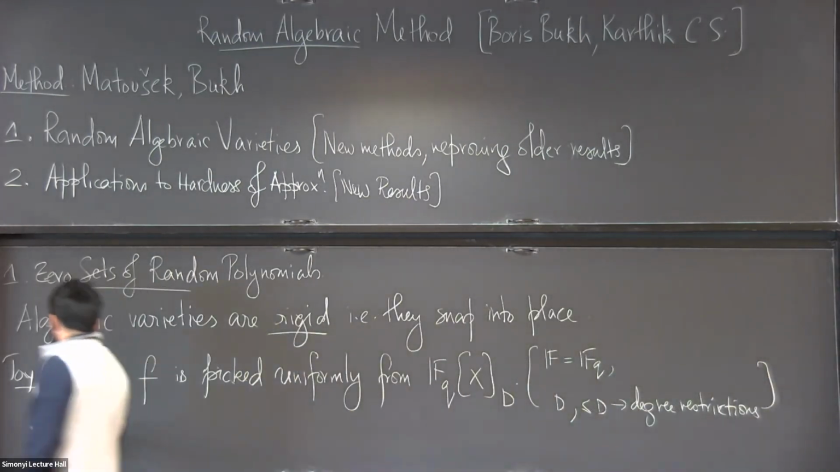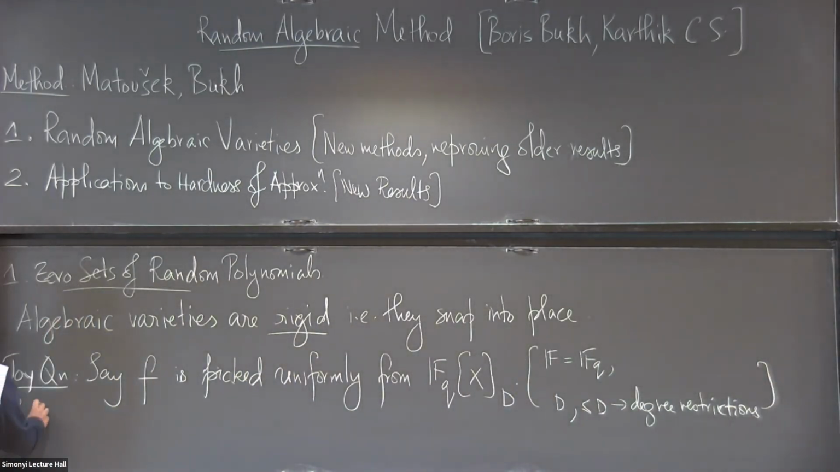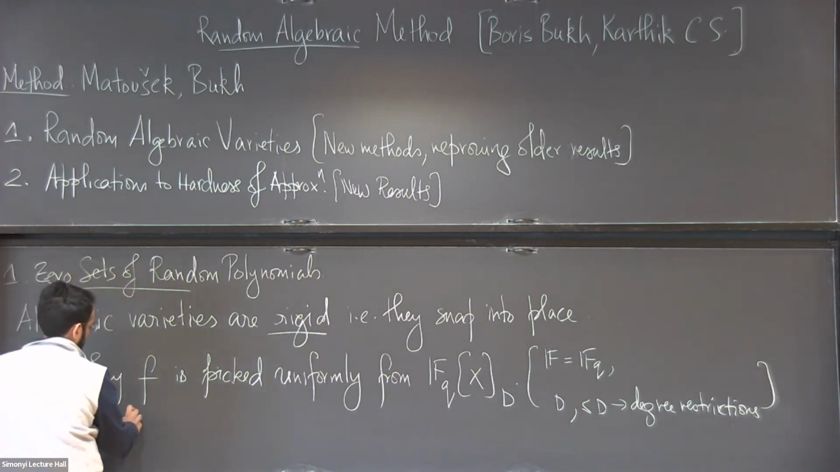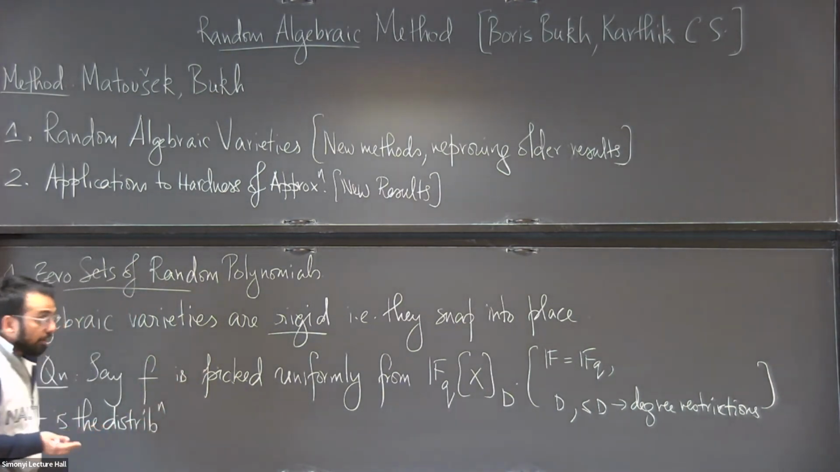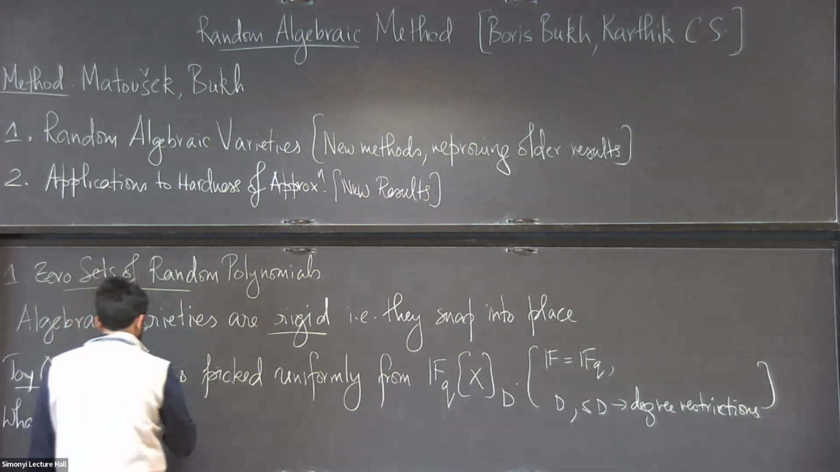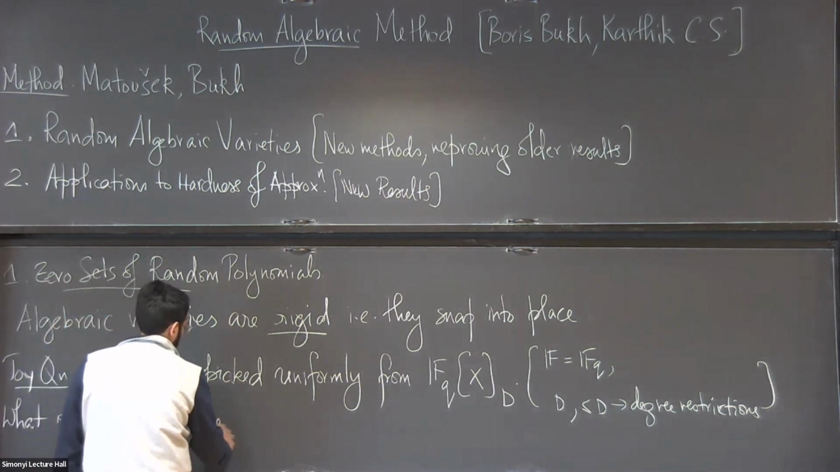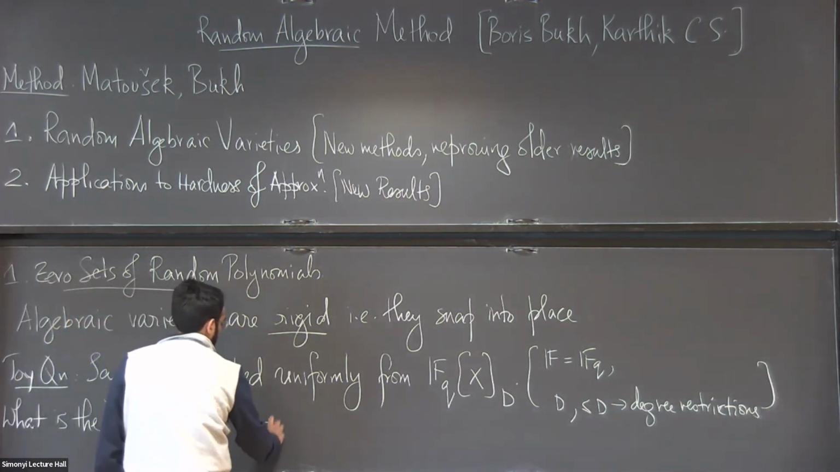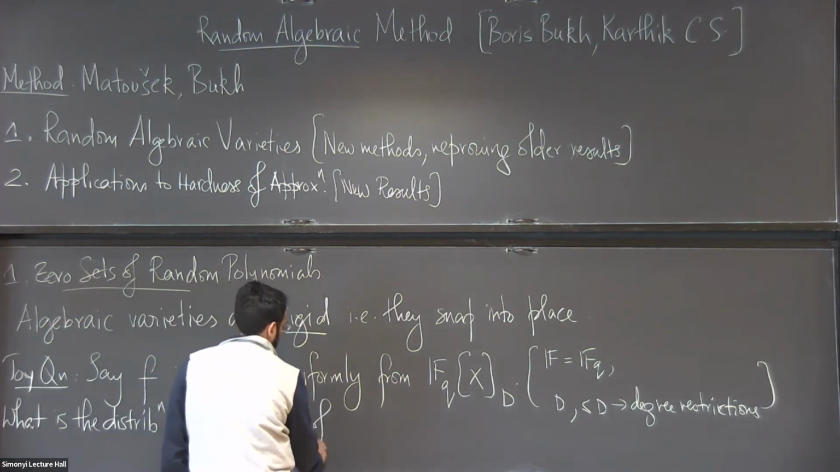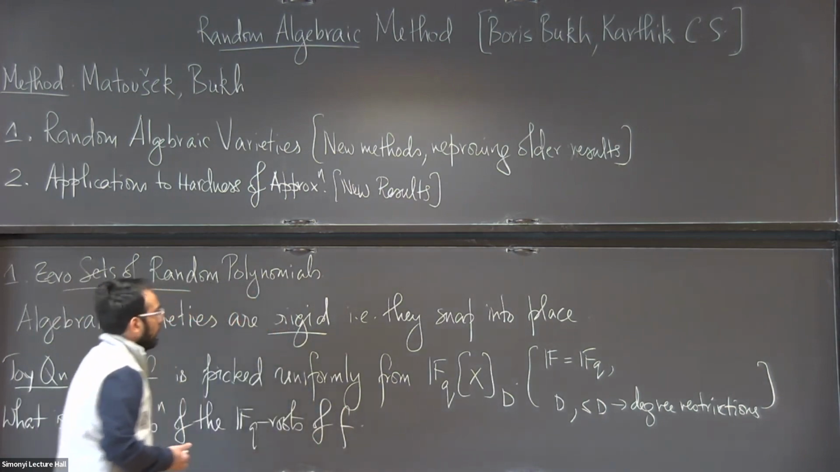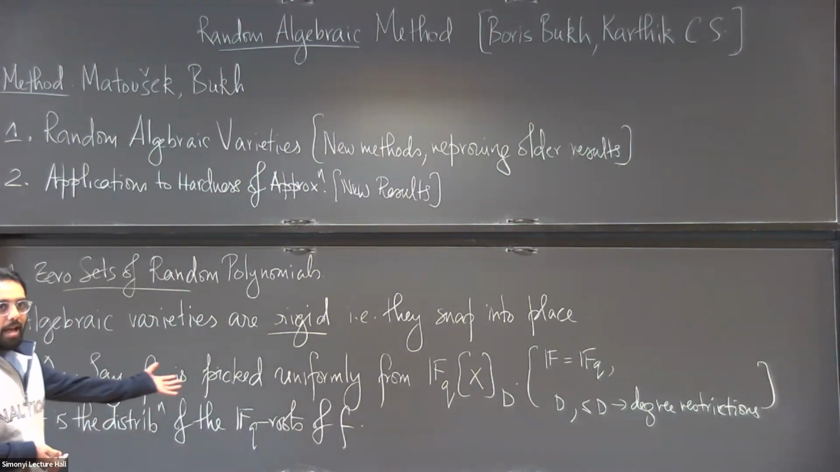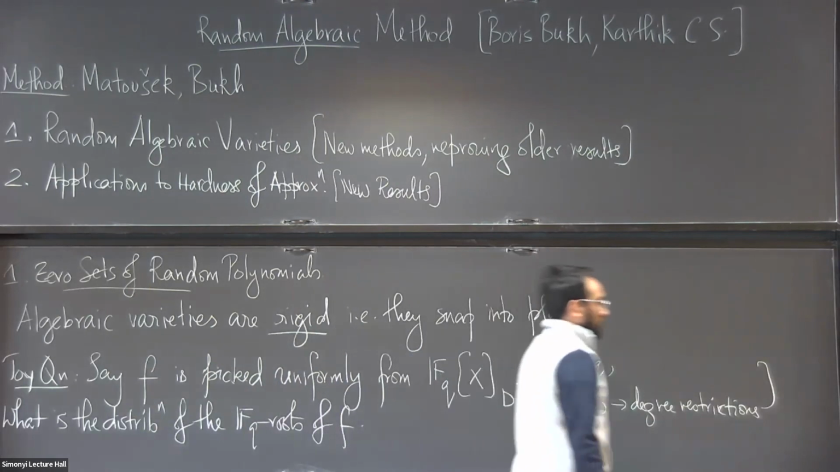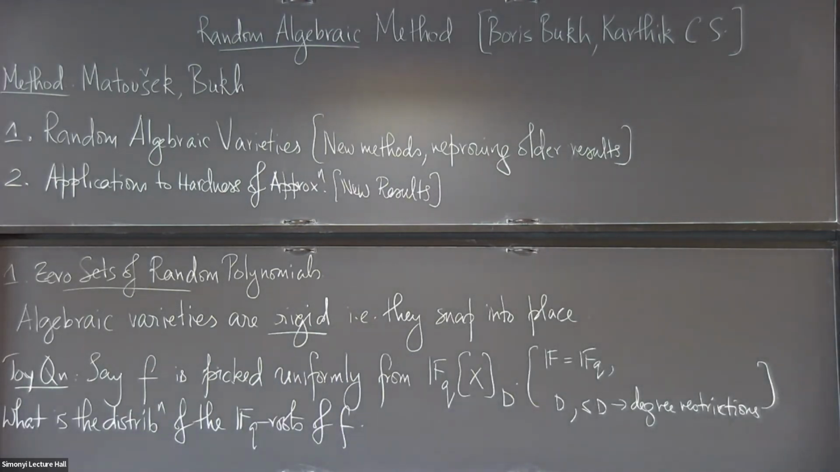So the toy question is, what is the distribution of the number of F_q roots of this polynomial? I don't really want to know the exact probability distribution, though actually you can work it out. It's just a counting problem, I suppose.